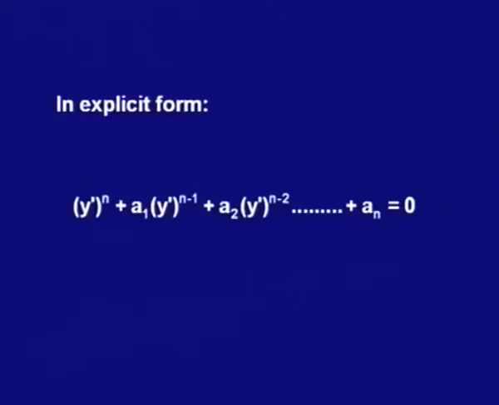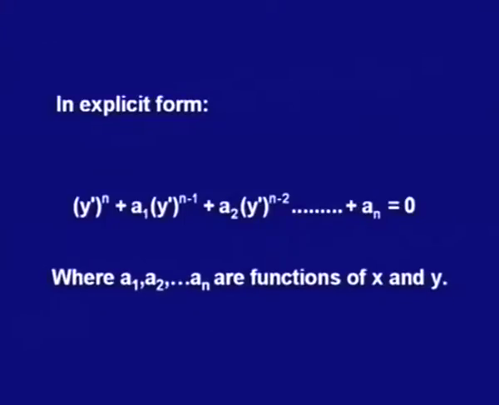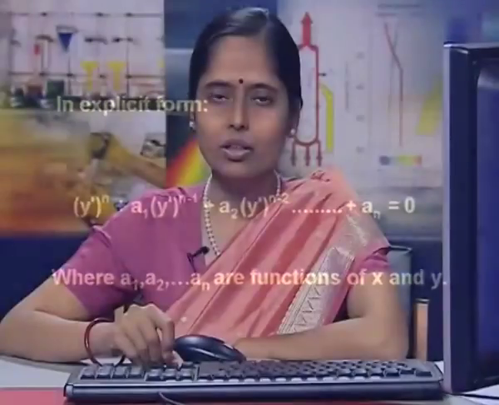So, here the order is only first, we are having only the terms y dash, and we do have its different degrees. All the coefficients a1, a2, an are functions of x and y. We will learn three cases of this kind of equations. Case 1, equations which are solvable for y dash. Case 2, equations which are solvable for y, and case 3, the equations which are solvable for x. We will discuss these methods one by one.